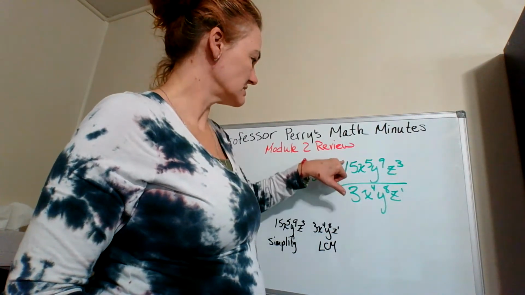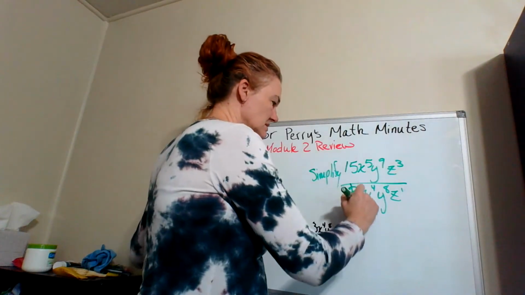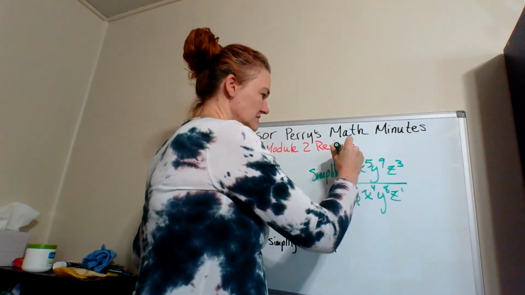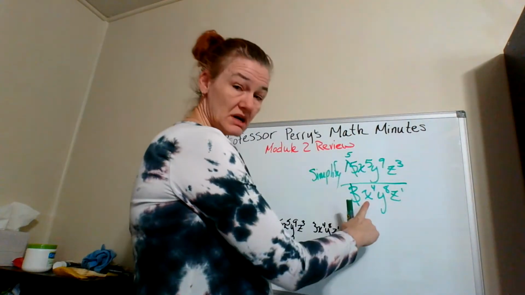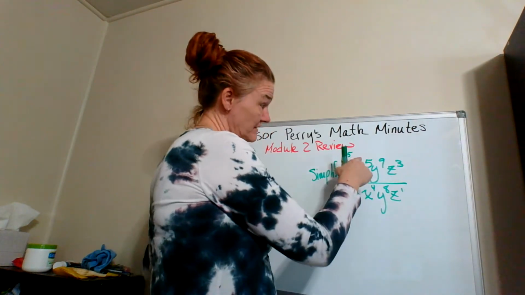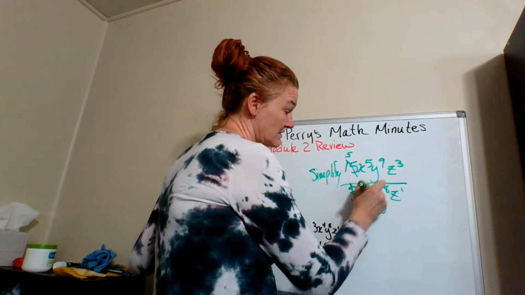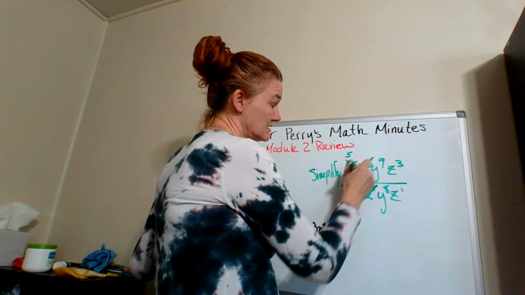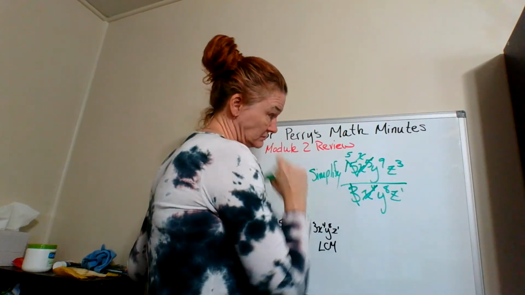3 goes into 15 5 times, so that makes a 5. You have 4 x's in the bottom and 5 x's in the top. So when I take out 4 x's from here, I'm going to have 1 left.